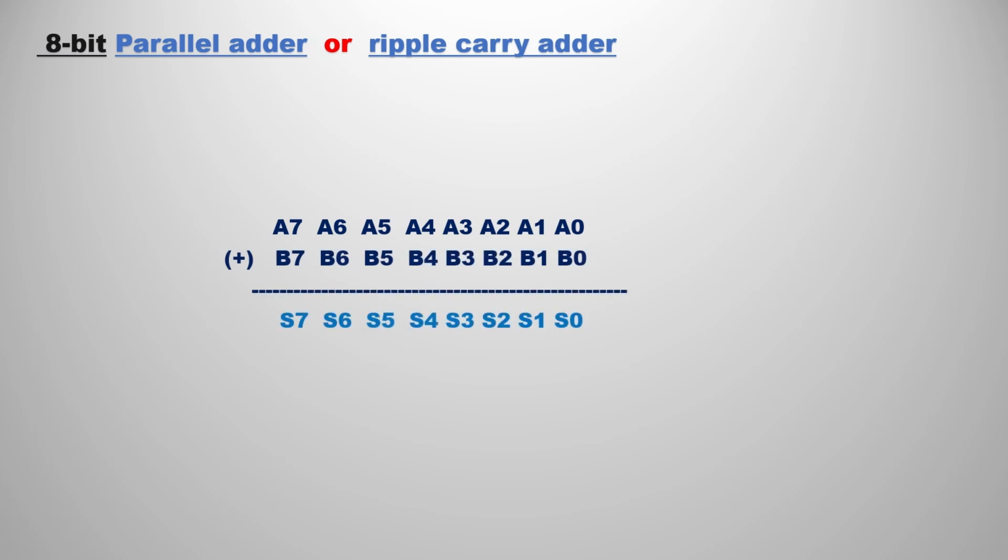If you want the sum of two 8-digit binary numbers, then you can use an 8-bit parallel adder or 8-bit ripple carry adder. After adding, you are going to get 8 sum terms, and, according to the question, if a carry is present, then the carry will also come as output.